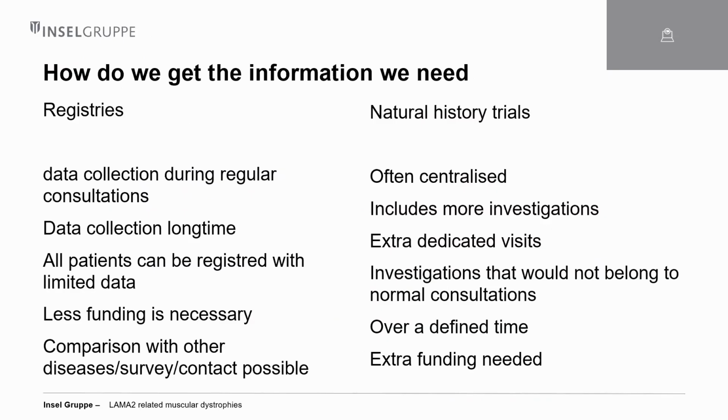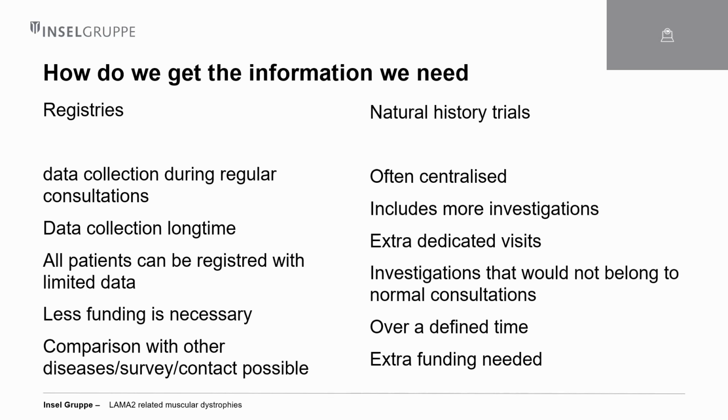So how do we get to the information we need? There's two possibilities, or a mixture of both. We can have registries or we can have dedicated natural history trials, and they both have their pros and cons. In registries, we can only collect regular data that we collect during regular consultations. But we can collect this data as long as we want. It's just there and we can analyze it.